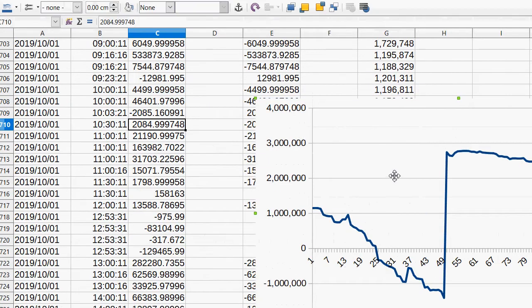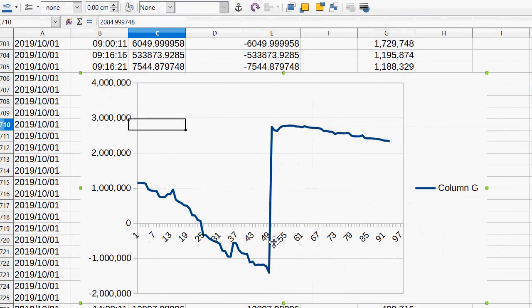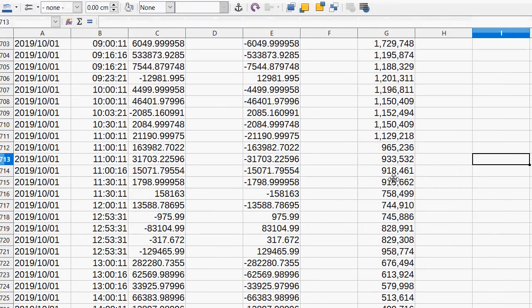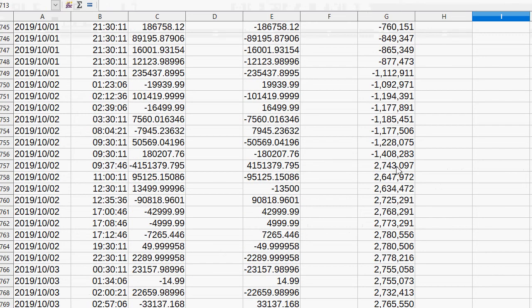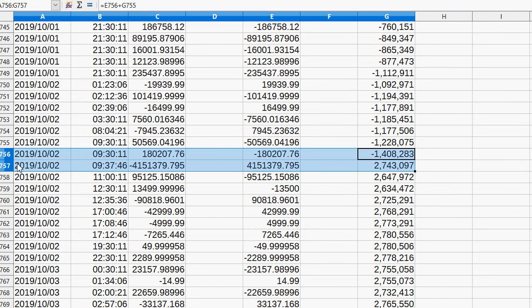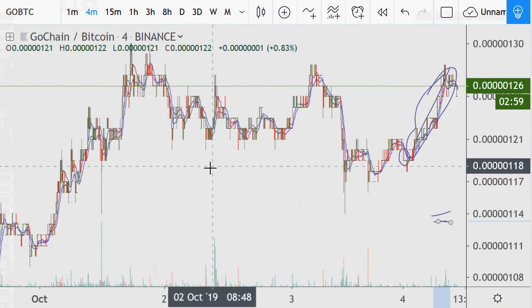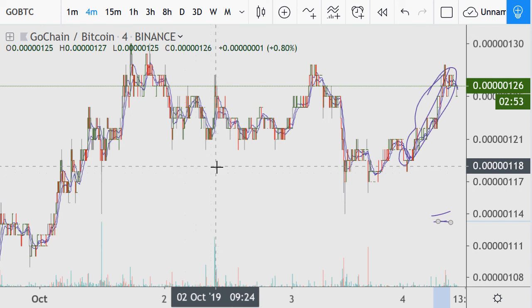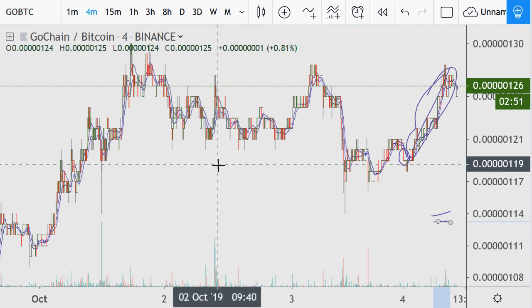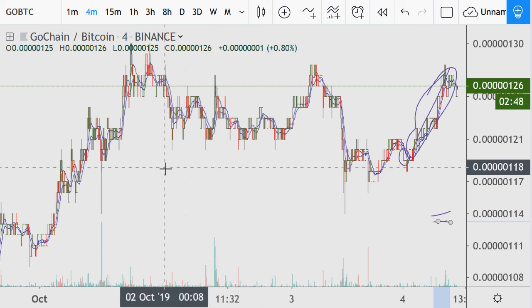I probably should look at what that big move was. I mean, that was just one massive play, really. So where was that? Right here. October 2nd, breakfast time. Okay, October 2nd, 9:30. There's no major volume here, so I really can't figure out what was going on there.